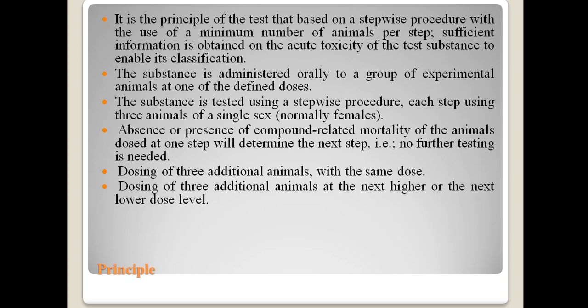Now, absence or presence of compound-related mortality of the animals dosed at one step will determine the next step, that is, no further testing is needed, or dosing of 3 additional animals with the same dose, or dosing of 3 additional animals at the next higher or the next lower dose level. So basically, this is an overview of the principle of this acute oral toxicity study in female rats. Thank you.